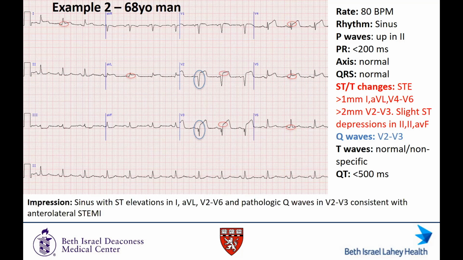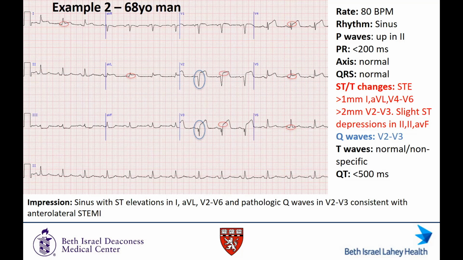So overall impression with this is we have sinus with ST elevations in 1, AVL, V2 to V6, some pathologic Q waves in V2, V3, see these deep Q waves, all consistent with anterolateral STEMI, which was revealed with cardiac cath. Yeah, I would say the concave down ST elevations, like the sad face, make this more likely to be injury, and with the Q waves, infarction.